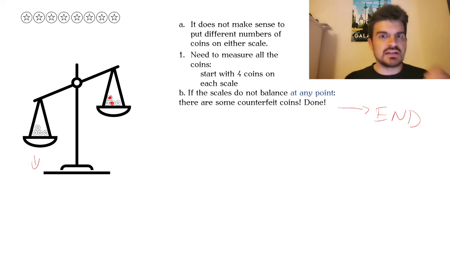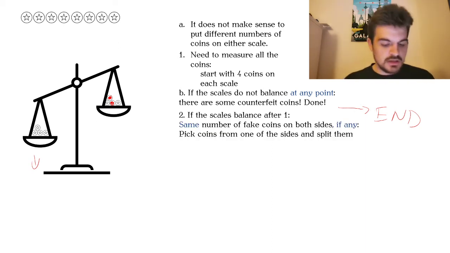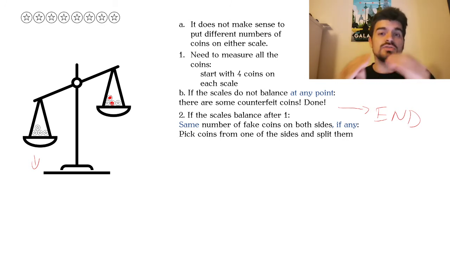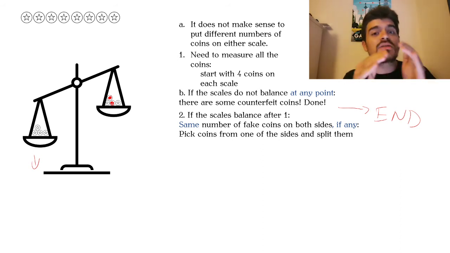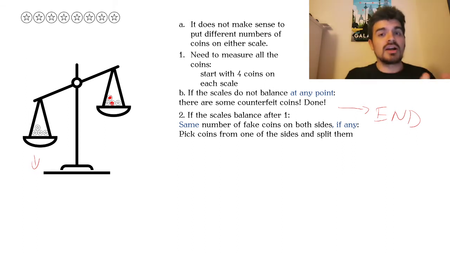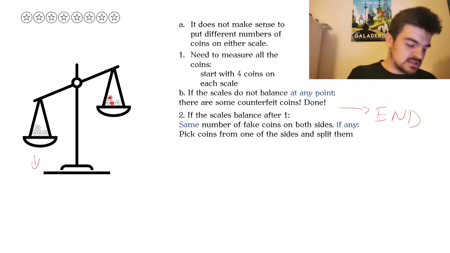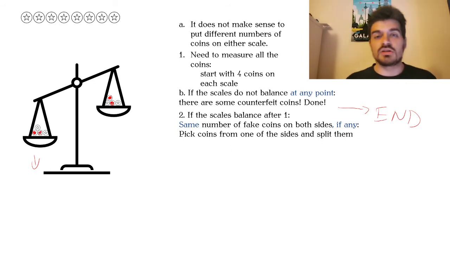But what if the scales balance? The scales balance after the first step. That means that we have the same number of counterfeit coins on both scales. The scales can still balance if there are counterfeit coins. We just require there to be the same number of counterfeit coins on the right and on the left. So in this case, let's mark, there will be 2 here and 2 here.